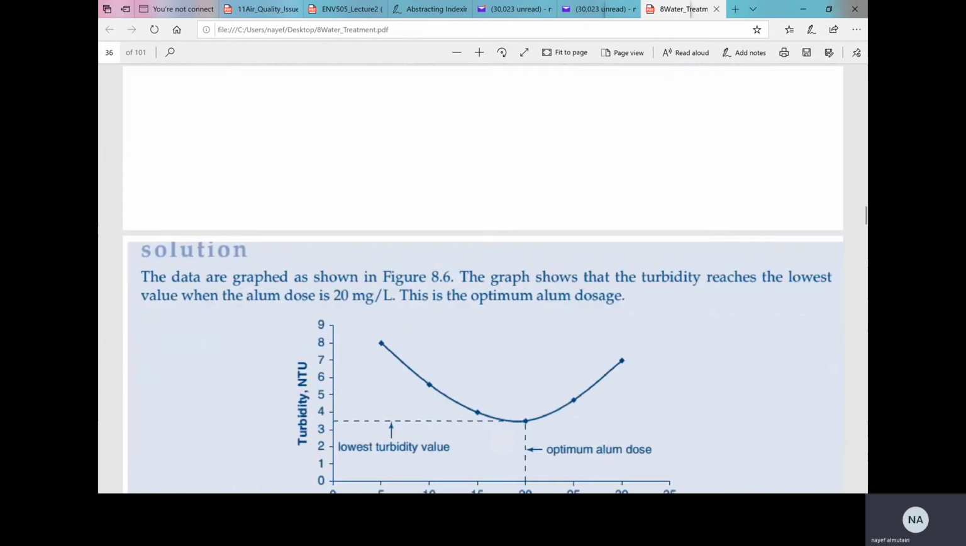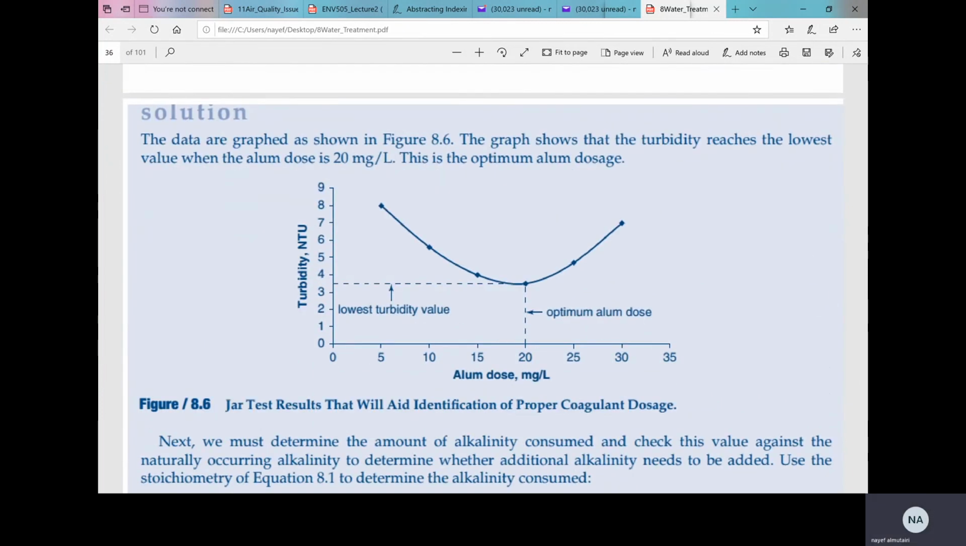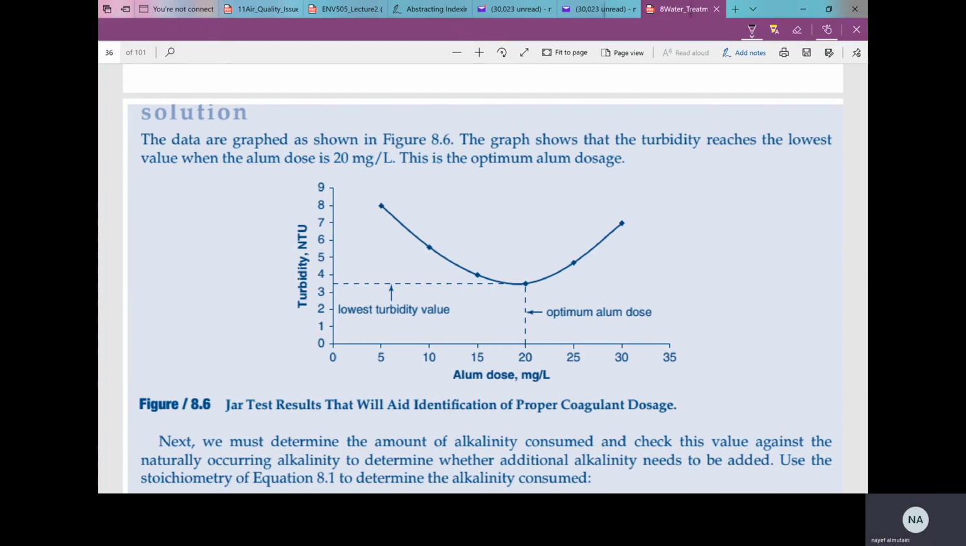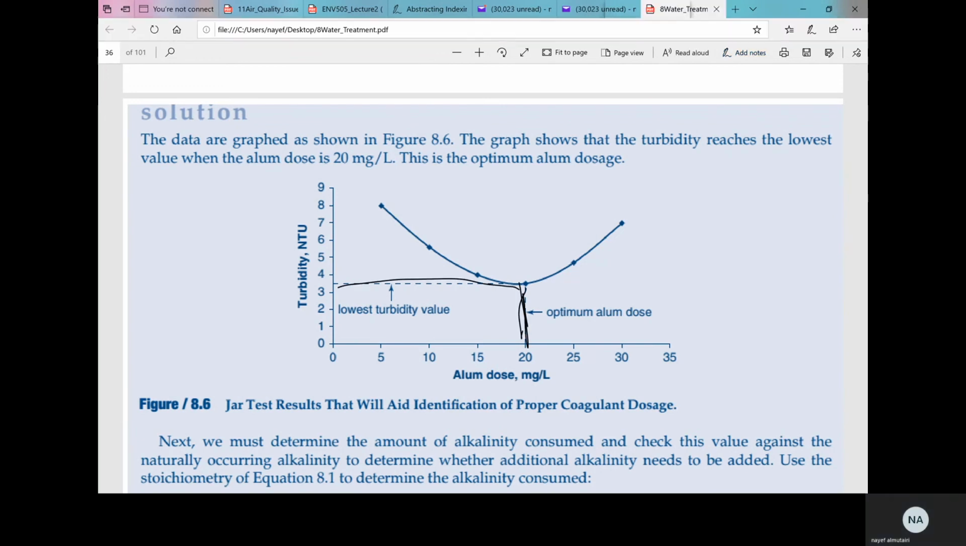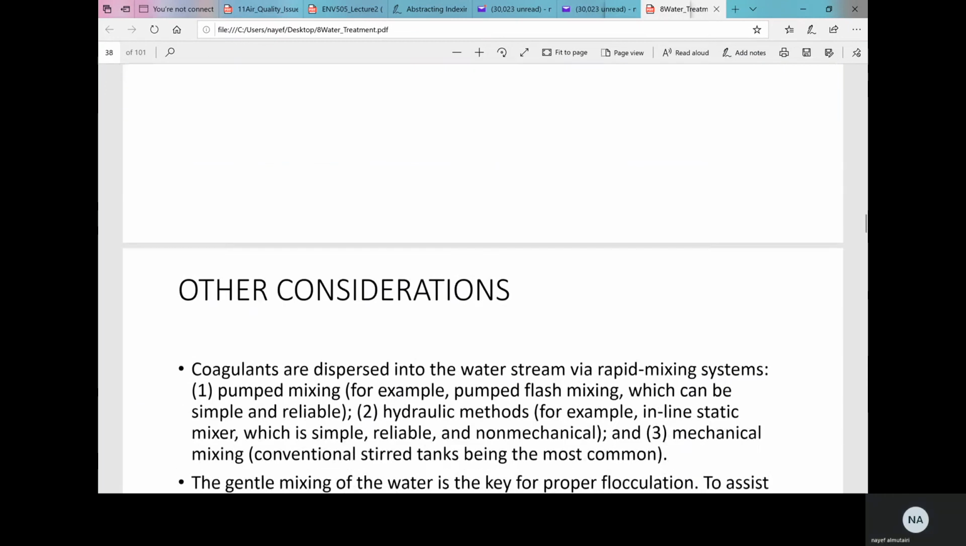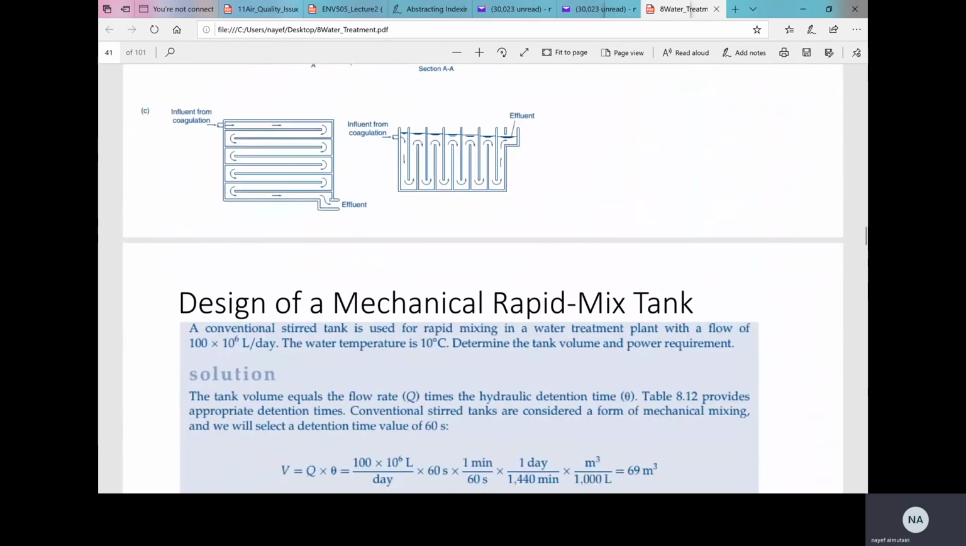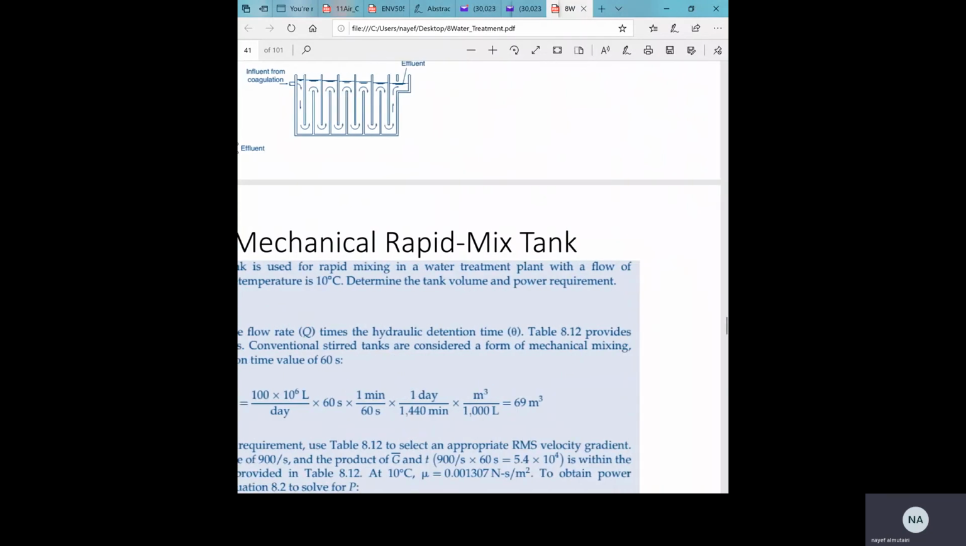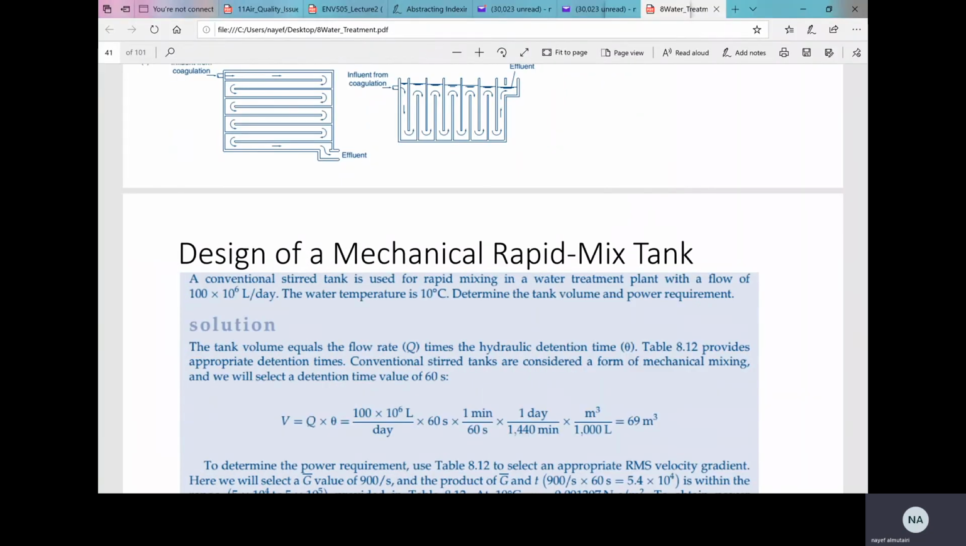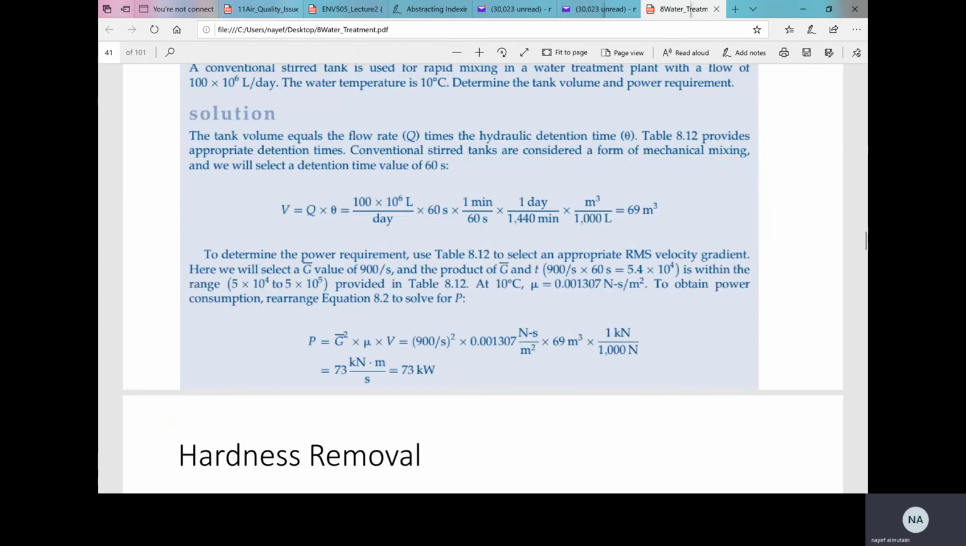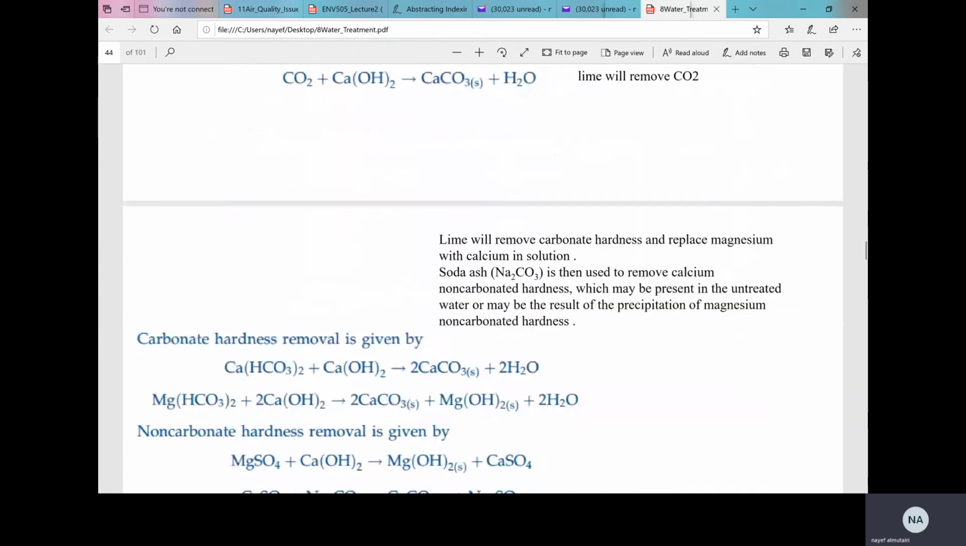If you plot alum dose on the x-axis from the jar test and turbidity in NTU on the y-axis, you can see a curve like this. We choose the lowest turbidity value here, and this would give you the alum dose here. Okay. You don't have to worry about this. Oh, hardness removal.